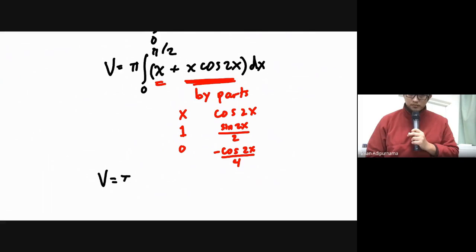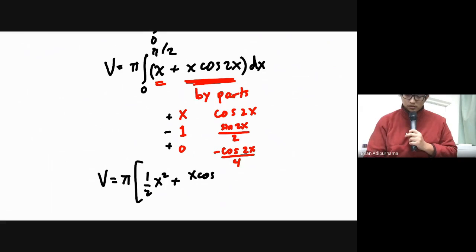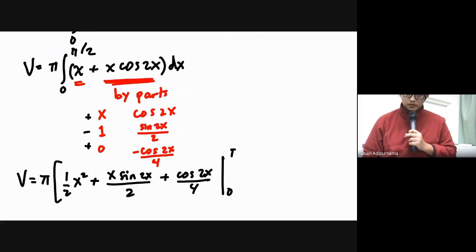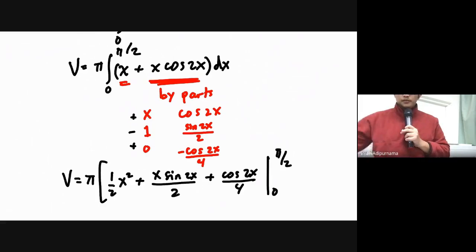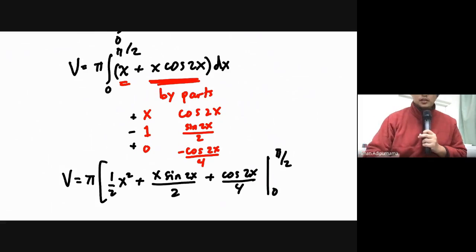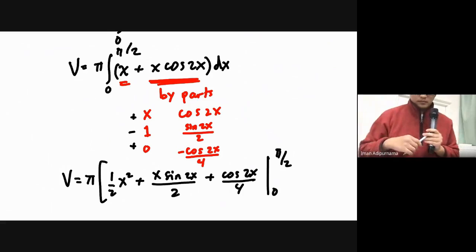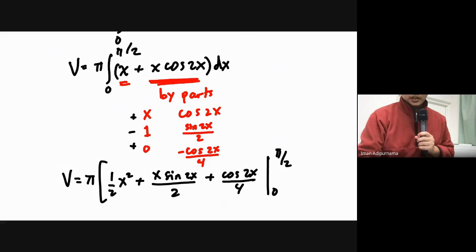And then you can set up the volume: plus minus plus, x sine 2x over 2, plus cos 2x over 4. And then plug in 0 to pi over 2. I think you can finish this by yourself and calculate the number. Let me check the other problem that we can take on today.